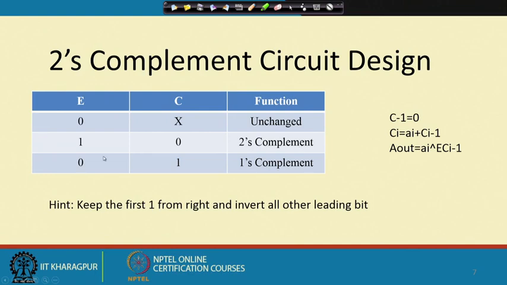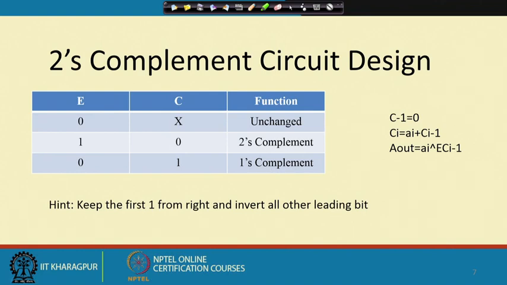If you follow this two's complement circuit, enable and complement are the 2 control signals. Whenever both are 0, it will remain unchanged. When enable equals 1, that means the E signal is 1, I will get 2's complement, or whenever the C signal is 1, I will get 1's complement. So now I am having 2 control signals, E and C. If E is 1, I will get 2's complement, and if C is 1, I will get the 1's complement circuit.